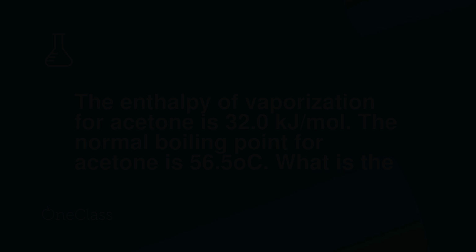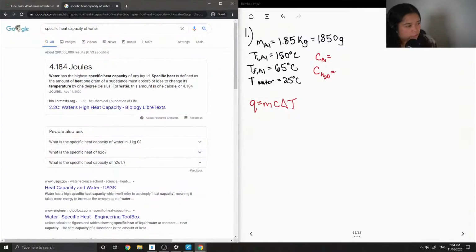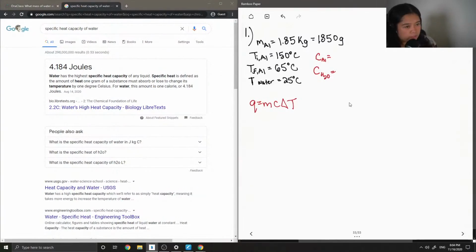First, the specific heat capacity of water. Usually this is given to you in the question. So for water, it is 4.184, and the units are joules per gram times degrees Celsius.